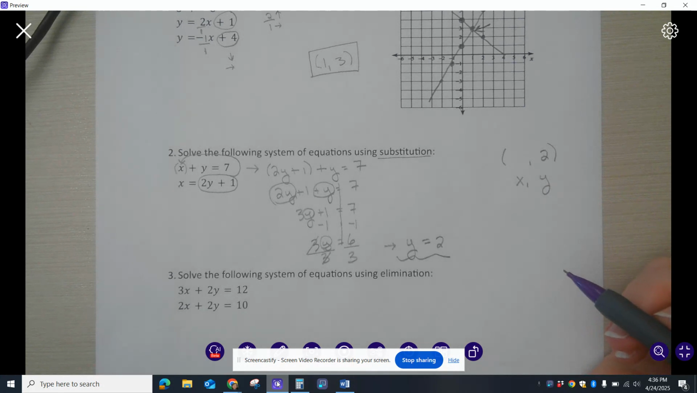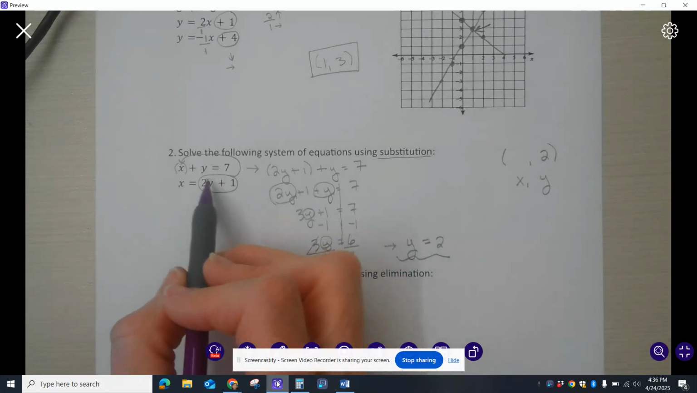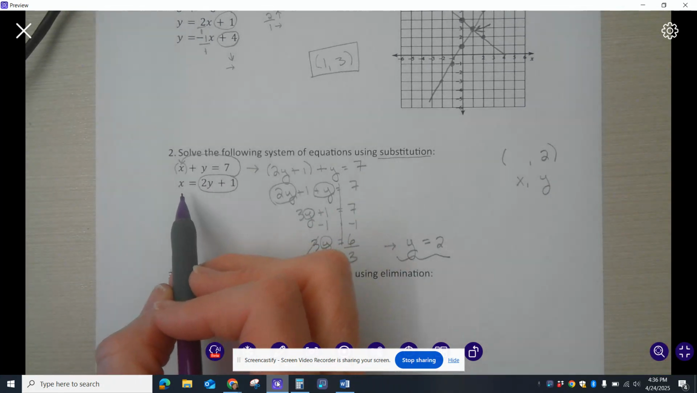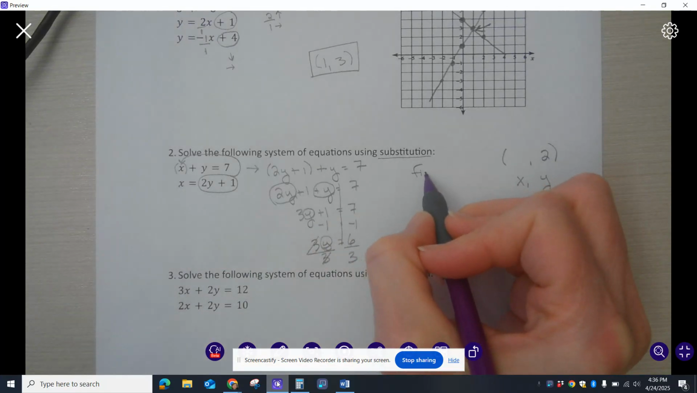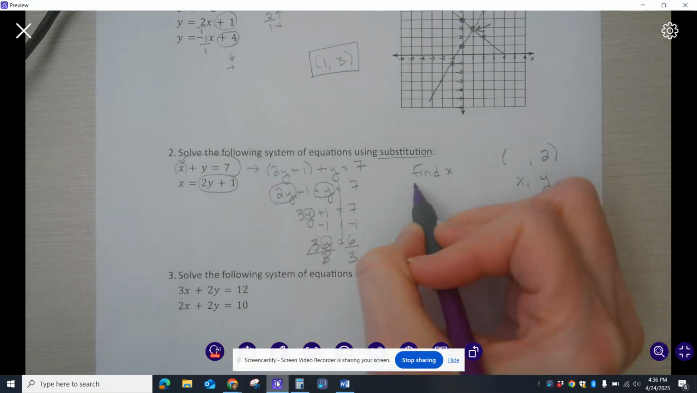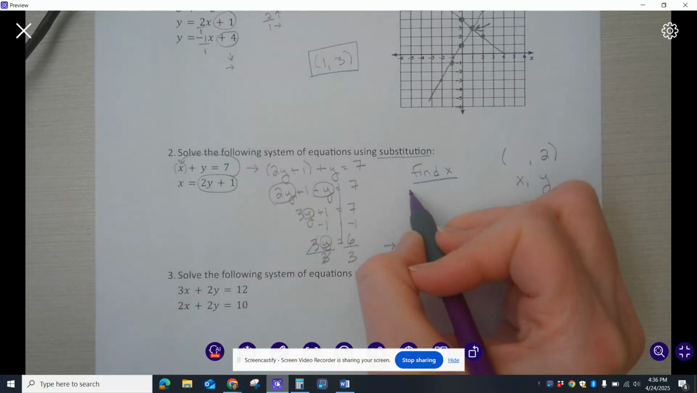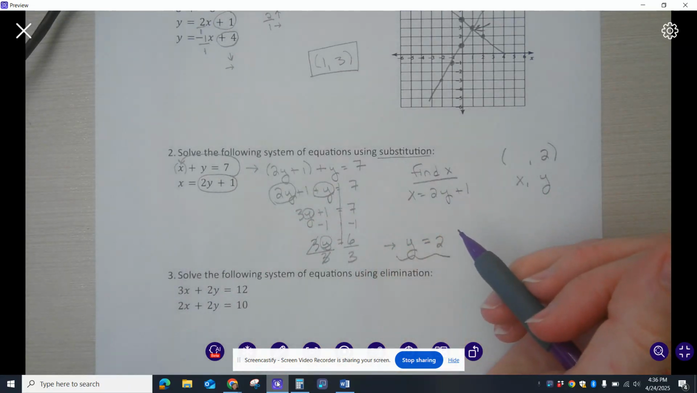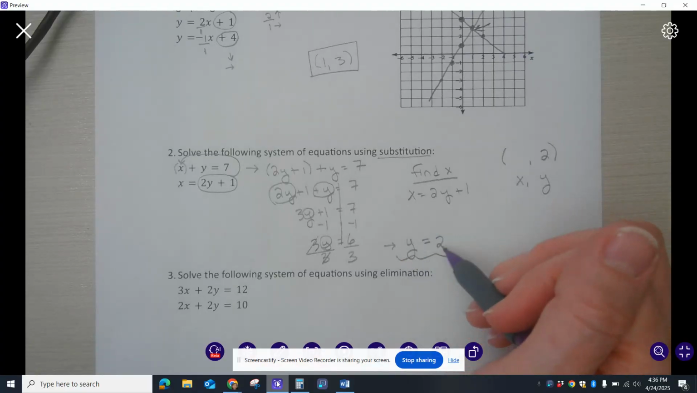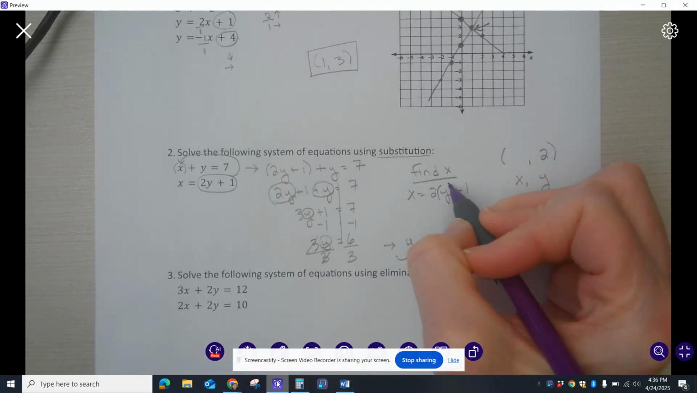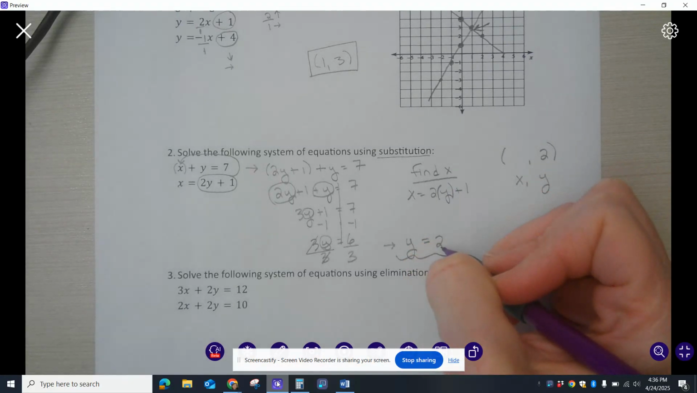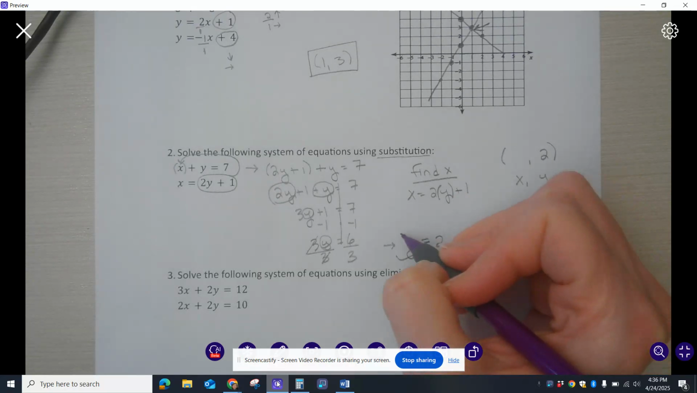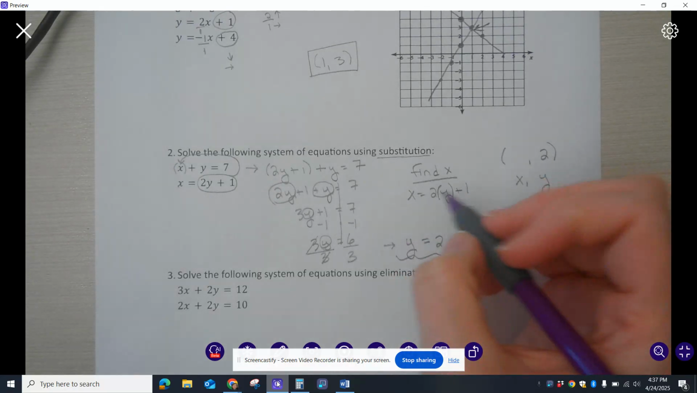I need to find x. This equation right here is a great one to use to find x. So your next step is find x. So we're going to take this equation, x equals 2y plus 1. We're going to do another substitution where the y is, wrap up your y, we're going to throw out the y and replace it with 2 because we already determined that the value of y is 2.